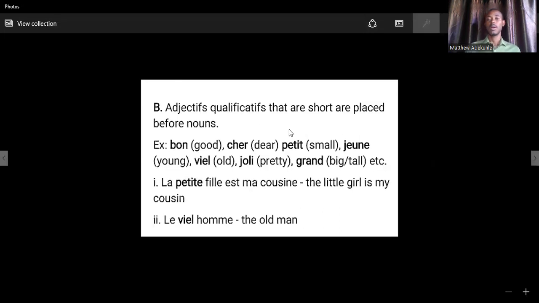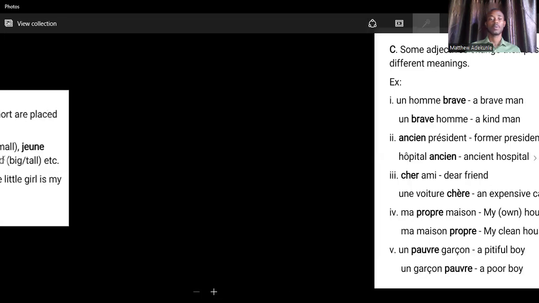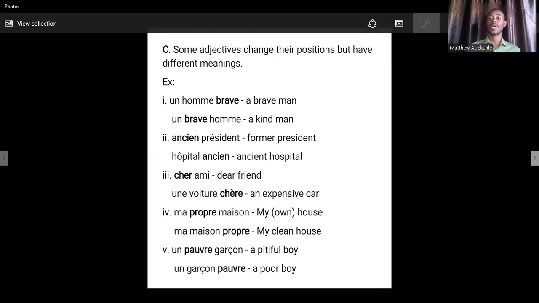Bon, okay. On avance. We have the third category here. Some adjectives change their positions but have different meanings. They change their positions, but that means not all of them. That's why I would say some of them. And let's consider some of these adjectives.